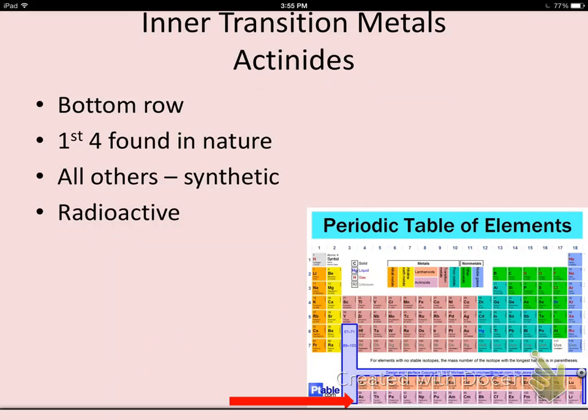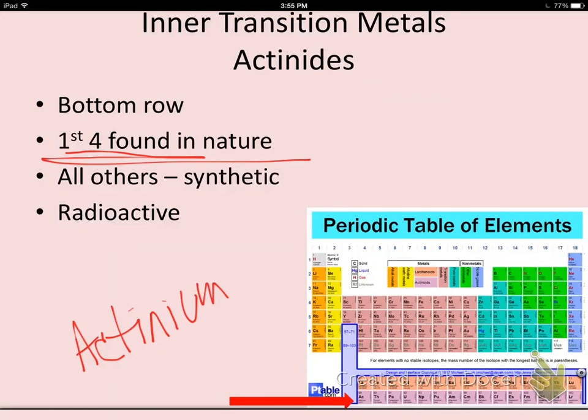Below them, also in the F block, are the actinides, and they start with actinium. In this case, only the first 4 are found in nature. You can mine them. But all the others are synthetic, which means man-made, so made in a lab, usually. They are all radioactive, which means that their nucleus can undergo some change and they can become some other element, usually by radioactive decay. So they are very unstable, and some of them are quite fleeting: they're made and only are there for a matter of seconds before they decay.